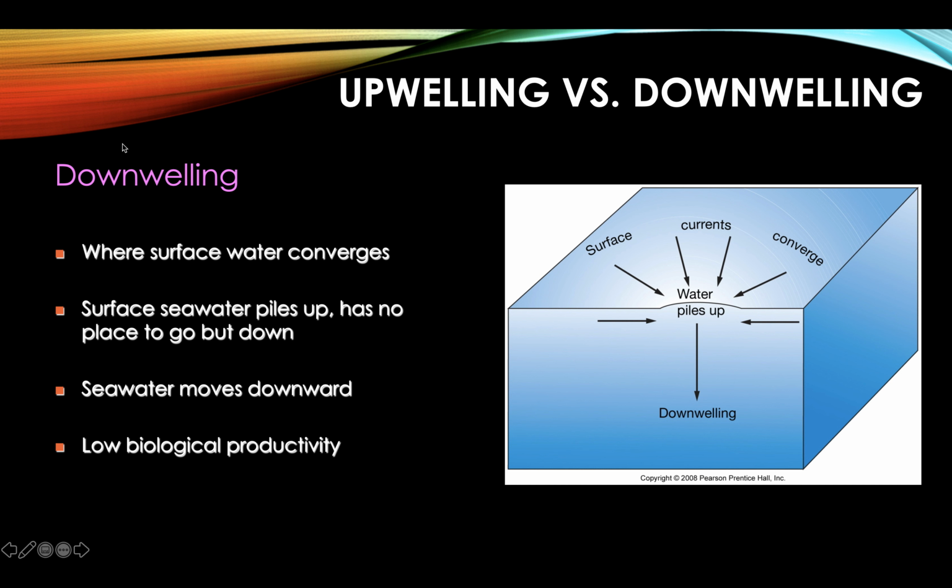Downwelling is the opposite. This is where surface waters converge, so you have ocean currents meeting at a point as opposed to moving away from each other. Where surface currents converge, water piles up, and you can see it forms that hill. And so the seawater has nowhere to go, so it moves downward due to gravity. These zones are associated with low biological productivity, so this wouldn't be an area where you'd have a big fishing industry. This would be sort of a ghost zone.